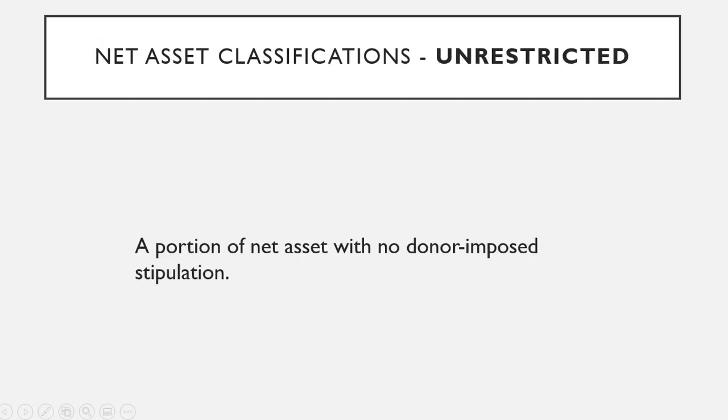So the next net asset classification is the unrestricted net asset. This is the portion of the net asset with no donor-imposed stipulation. Very simple. These are the resources provided by the resource provider without any restriction or stipulation. So the not-for-profit entity has total discretion over unrestricted net asset, whatever it wants to do with it.